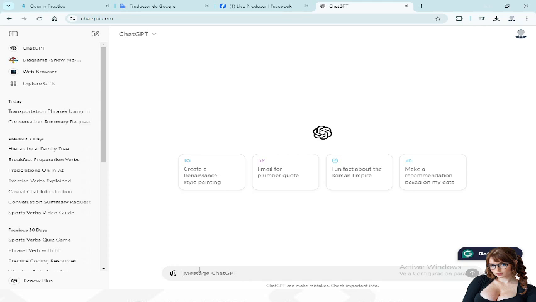Okay, the first thing that I need to do is ask ChatGPT for a list of verbs that we usually use when we prepare our breakfast. So, list 10 verbs that people usually use to prepare their breakfast.